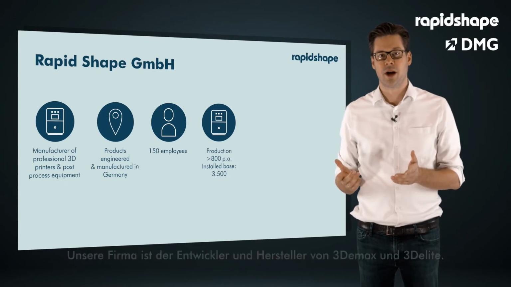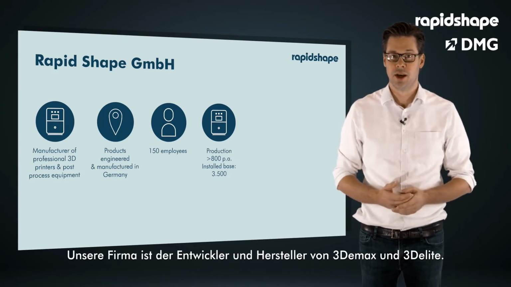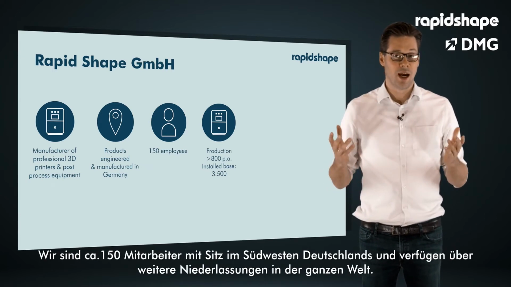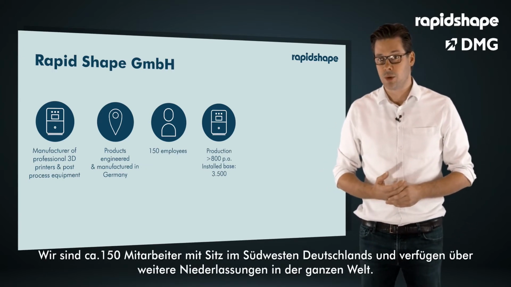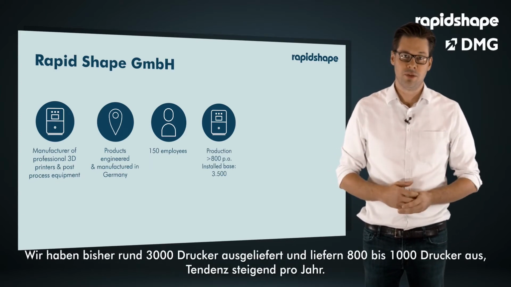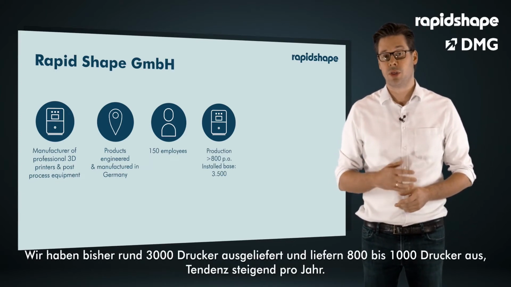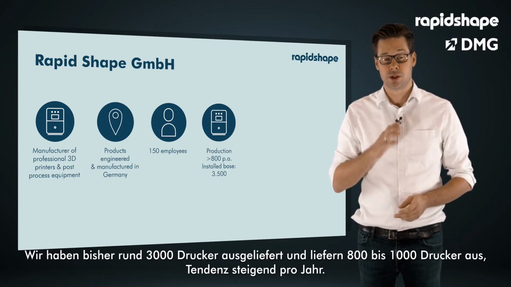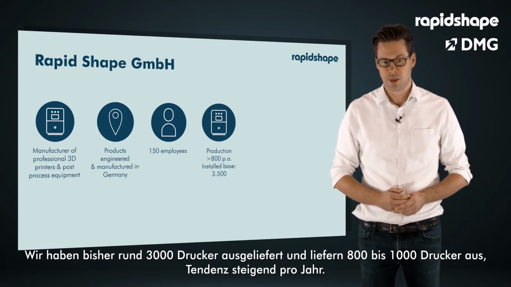We are the developer and manufacturer of the 3D printers 3D Max and 3D Lite. We are approximately 150 people located in the southwest of Germany, having also subsidiaries across the world, and we have delivered so far around 3,000 printers, shipping 800 to 1,000 printers, growing every year.